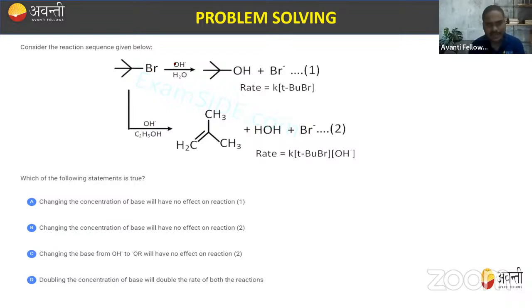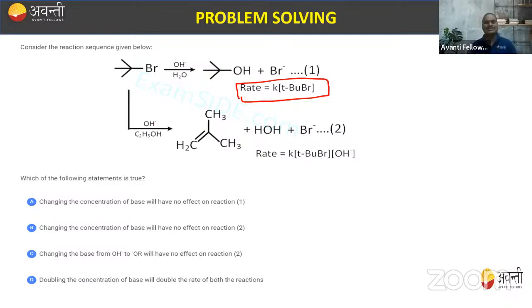tertiary butyl bromide reacting with some base. HBr is removed and this will form alcohol. So the rate is given as rate constant multiplied by tertiary butyl bromide. In this case, the rate is given as tertiary butyl bromide as well as OH negative. So which of the following is true? Changing the concentration of base will have no effect on reaction 1. Changing the concentration of base will have no effect on reaction 2. Changing the base from OH to OR will have no effect on reaction 2. Or doubling the concentration of base will double the rate of both the reactions.